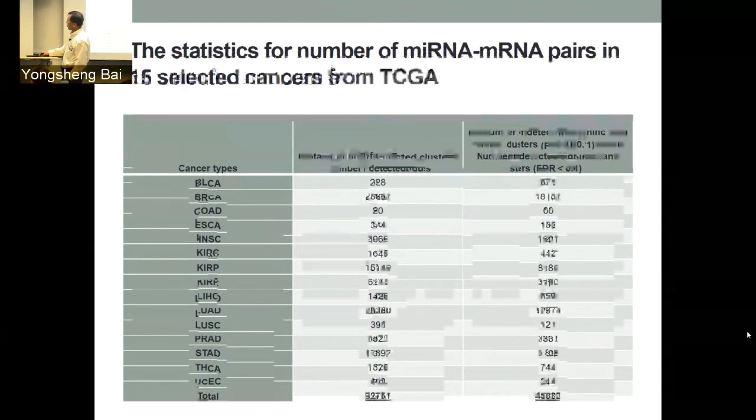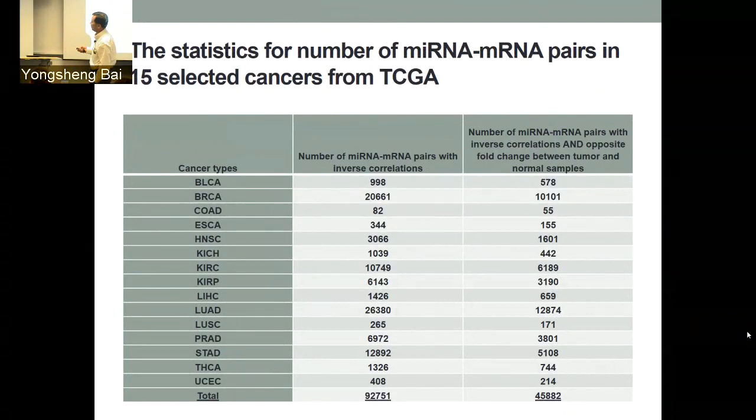What's that? So the relation between the second and third columns: the second column includes both the opposite fold change and the same type of fold change, but the third column is only the opposite fold change. Means the third column is a subset of the second column. Yes.